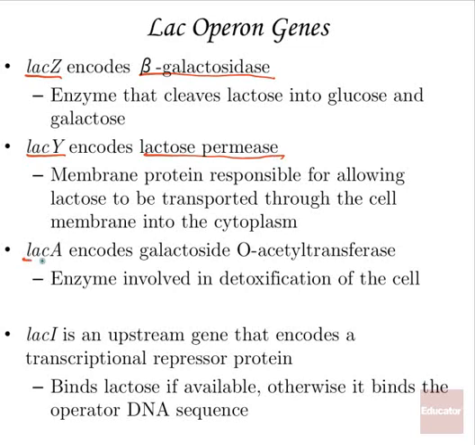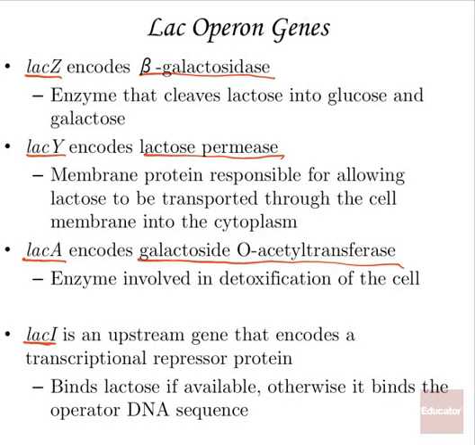And then we have LAC-A encoding an enzyme called galactoside O-acetyltransferase, and that's an enzyme involved in detoxification of the cell. All right. Now, also part of the lac operon is an upstream gene, so it's not under the same promoter, so it's not being made in equal quantities as LAC-Z, Y, and A, in a normal situation. LAC-I is our upstream gene that encodes a repressor protein, so a transcriptional repressor protein.